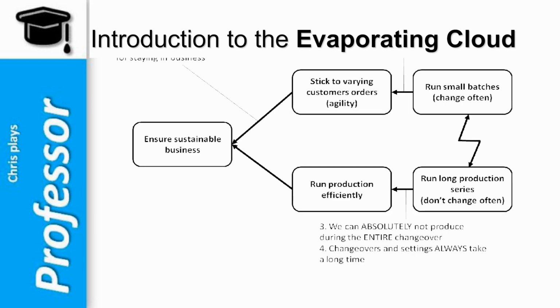Let's see one more assumption from production. In order to run production efficiently, we must run long production series because we can absolutely not produce during the entire changeover, and changeover and settings always take a long time. Even if the first assumption sounds true and sound, the way of rephrasing it with absolutely not and entire is for the sake of probing if production is possible in certain phases of the changeover, even if it is not yet completed.